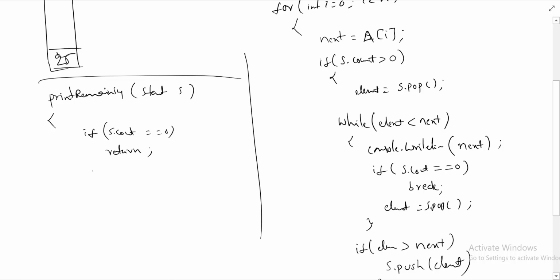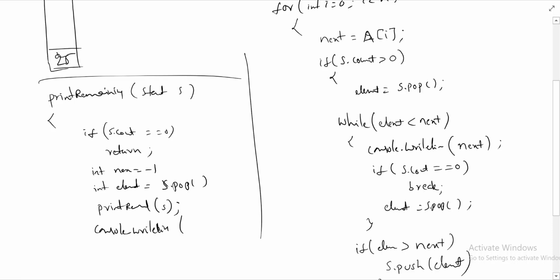If not, have the next as -1 and element as s dot pop. Once you pop it, again call the same function print remaining of s. So the cursor will go till the bottom and then start printing those. So Console.WriteLine next, so that it will print in order. Okay, that's it.